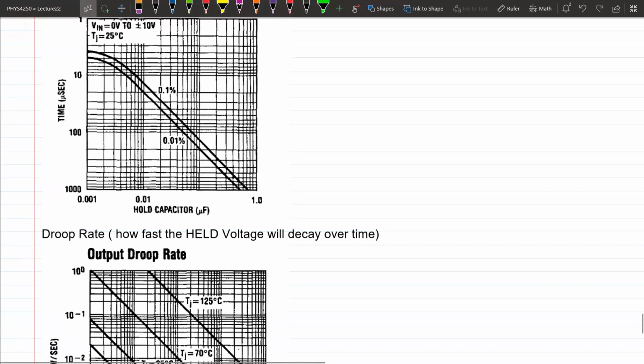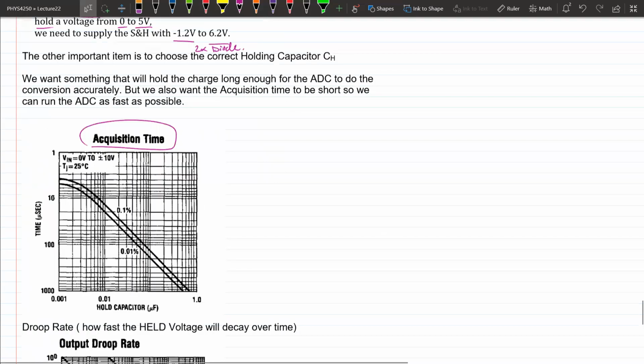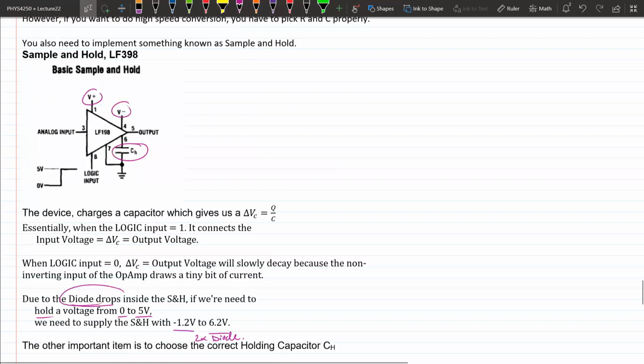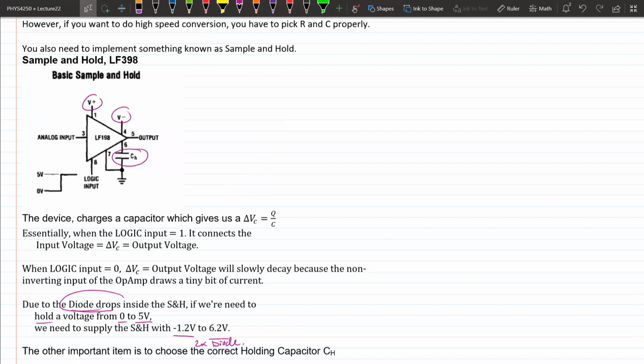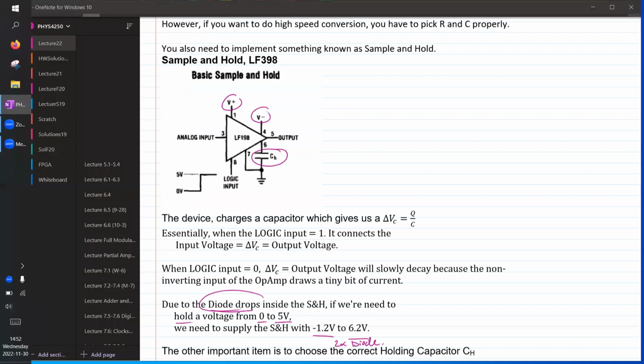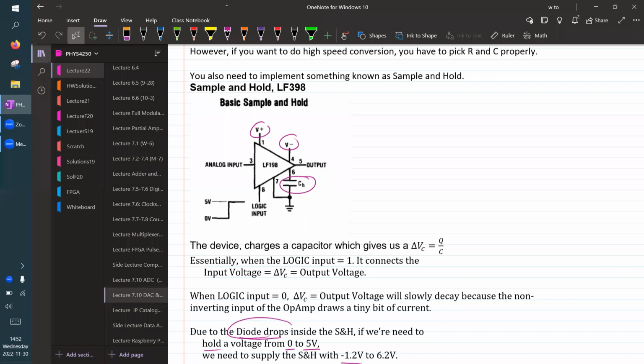Okay. Any questions about the sample and hold? Okay. We actually don't really need it because the FPGA BASYS board has its own, so we don't actually have to deal with it too much. But if you're going to be going on to design data acquisition systems, which we're going to talk about on Monday, it's very important for you to know how to design things like this, okay? All right.